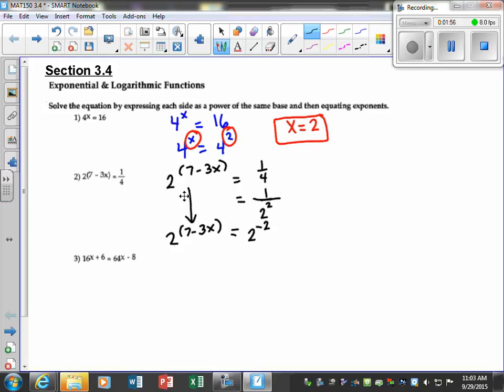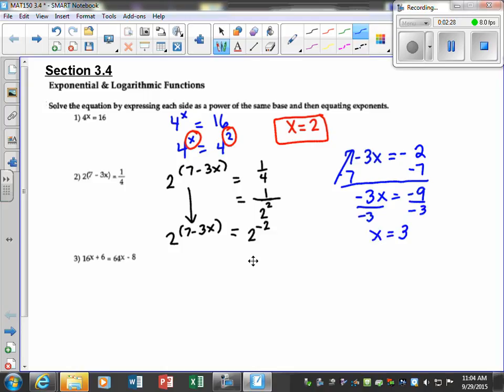Basically, we're going to manipulate one side or the other of the equation so that the bases are going to be the same. So then we can say when the bases match, we can set the exponents equal to one another. So then we would get 7 minus 3x is equal to negative 2, and then we're just solving an equation. So solve for x. And here we divide both sides by negative 3, and we find out that x is equal to 3.